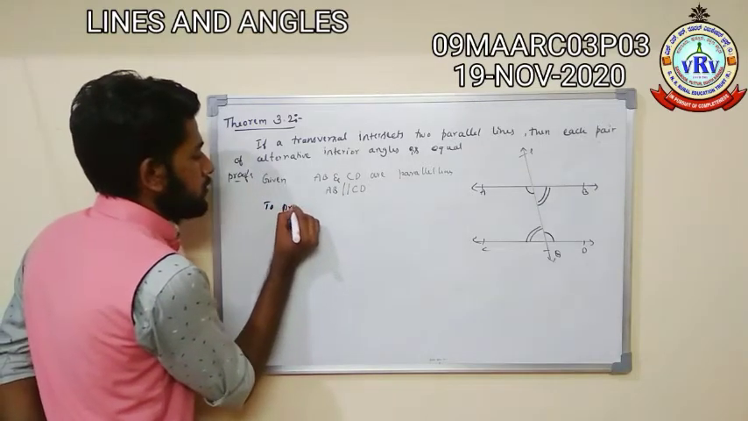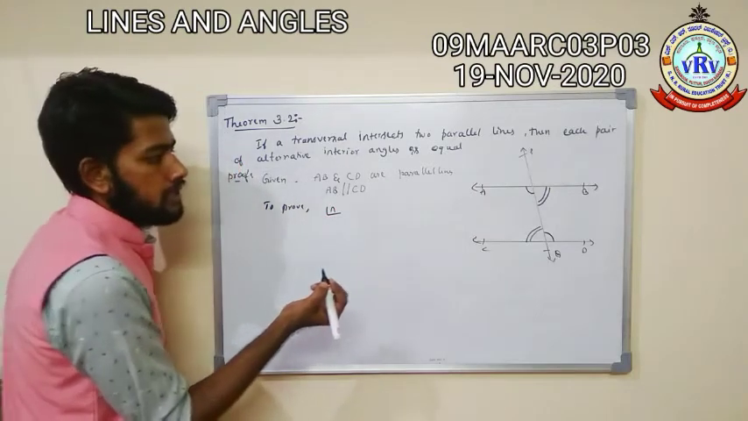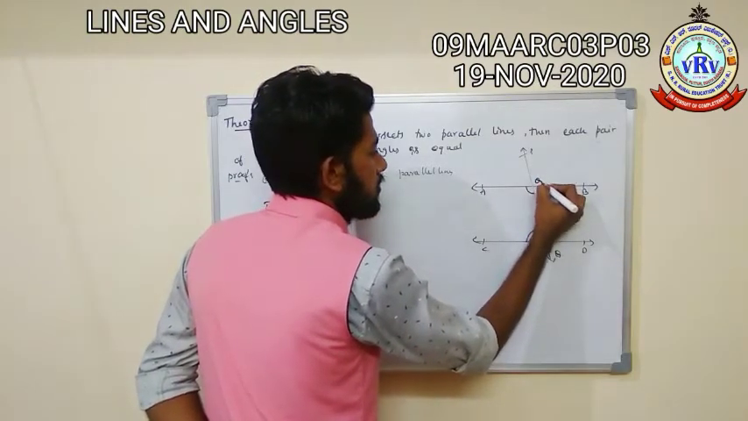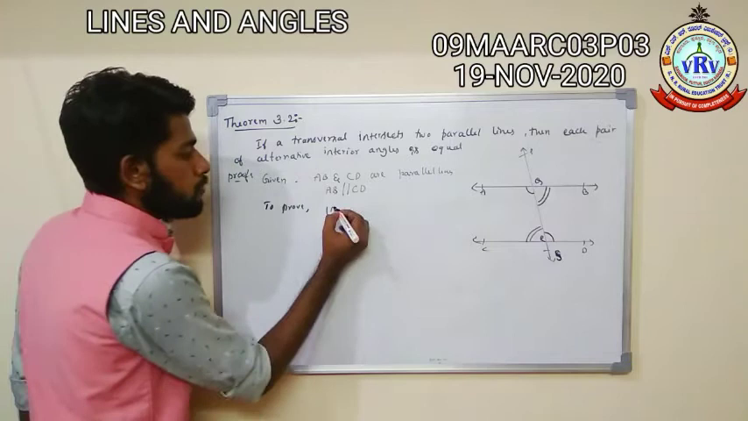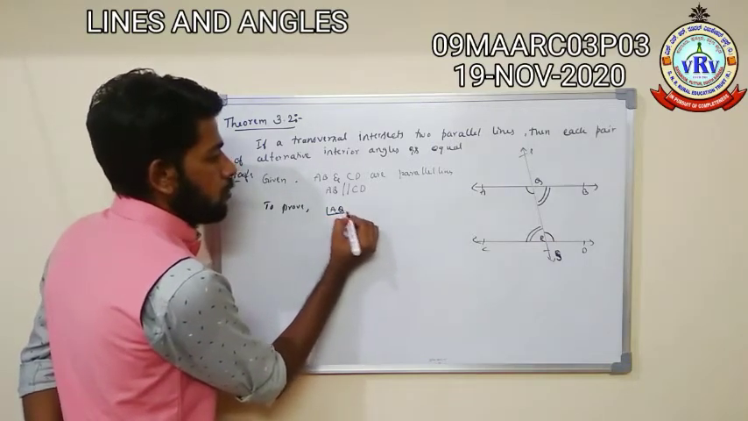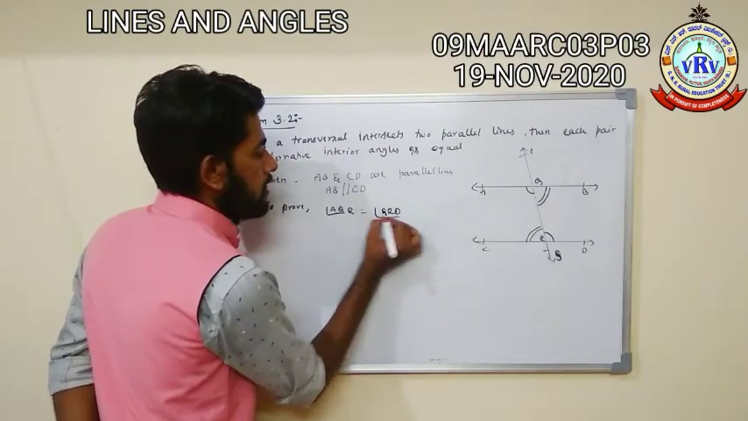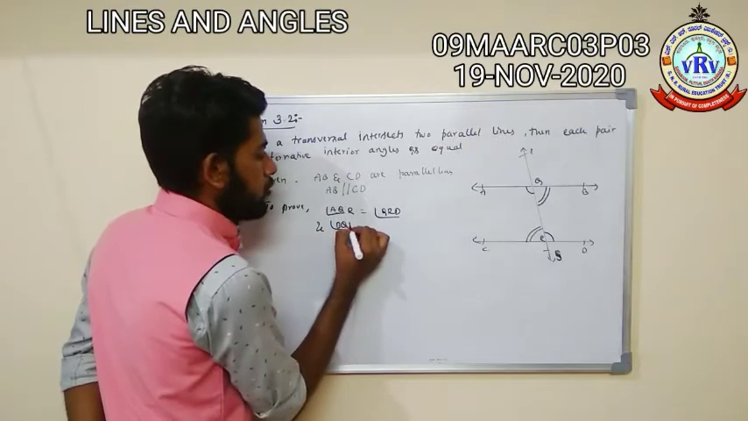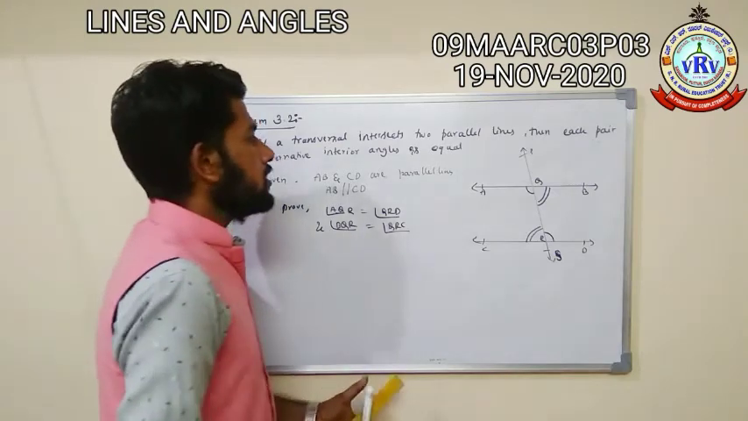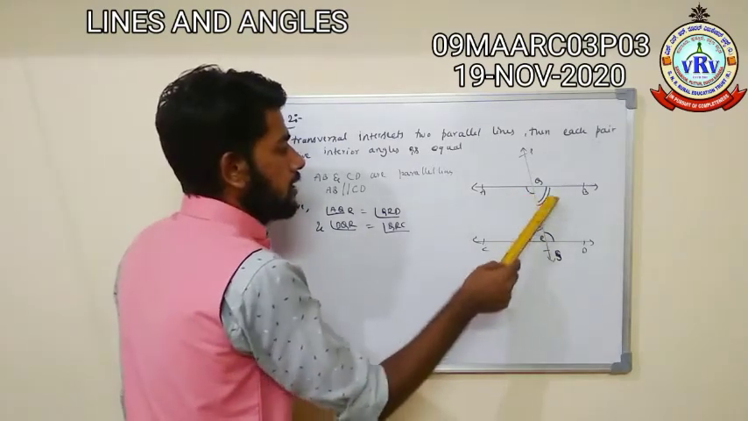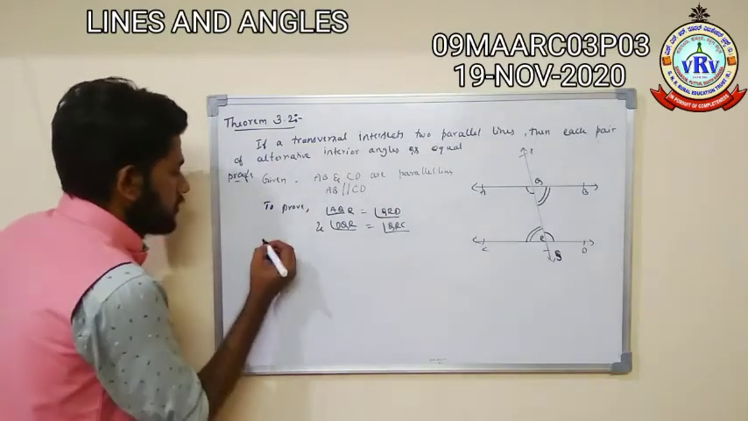To prove, let me take this point as Q. Yes. We have to prove angle AQR is equal to angle QRD, and angle BQR is equal to angle QRC. These two alternate interior angles are the same, that we have to prove. Okay, and let me prove.